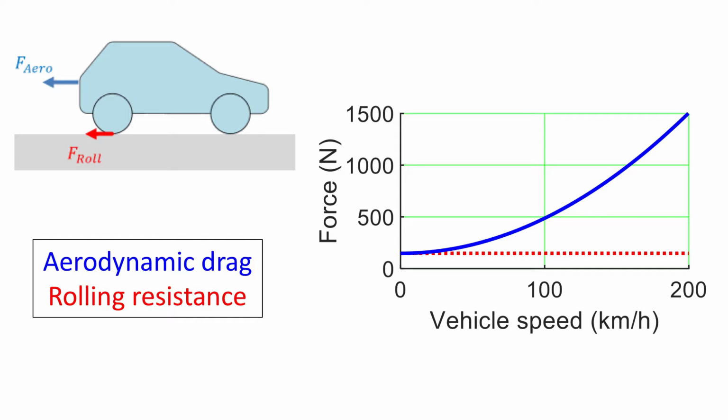In this lecture we have presented two forces which are always present when a vehicle is driving. It is rolling resistance, which is rather constant with the vehicle speed, and aerodynamic drag, which increases with the square of the speed. At low speed, rolling resistance is bigger than aerodynamic drag, and for a modern car, the aerodynamic resistance is bigger above roughly 70 km per hour.